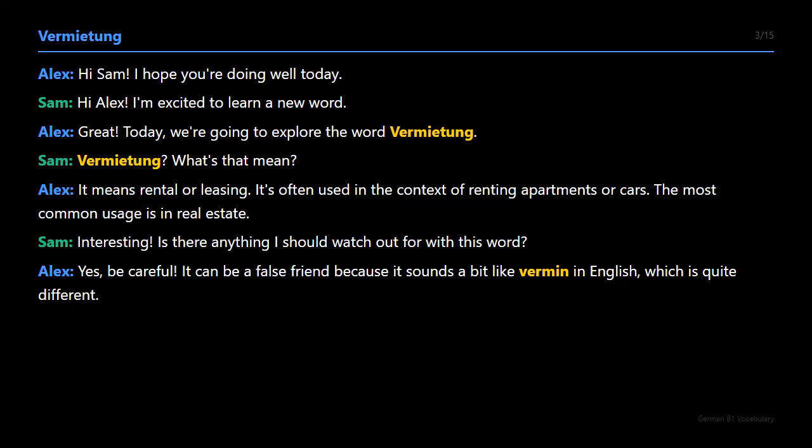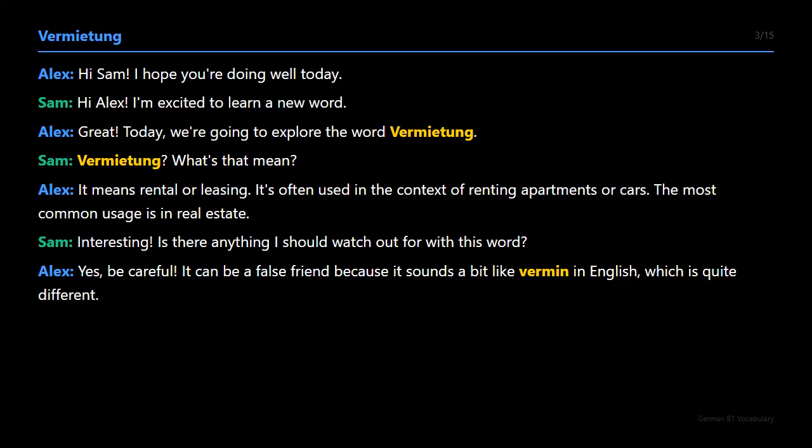Great. Today, we're going to explore the word Vermietung. What's that mean? It means rental or leasing. It's often used in the context of renting apartments or cars. The most common usage is in real estate.